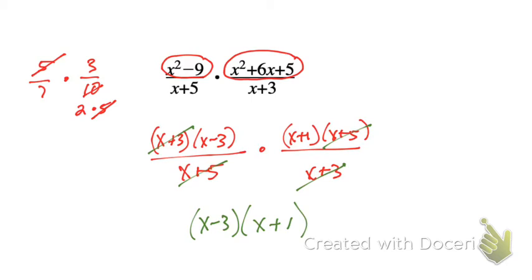So break things apart before you cancel anything. Don't you dare, and I'll yell at you when I grade these if you do this, don't try and say I'm going to cancel 5 and 5. Can't do that. That's not a 5, that's x plus 5. This one up here is x squared plus 6x plus 5. You have to break them apart first.